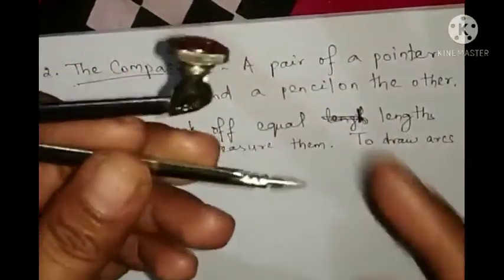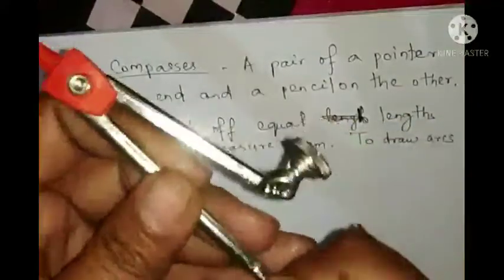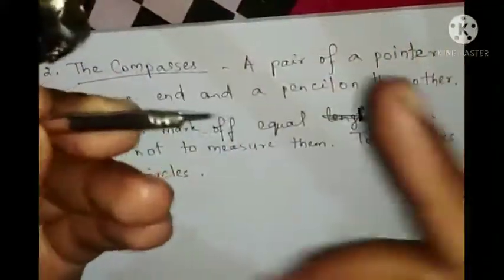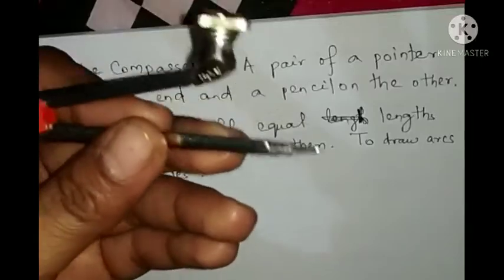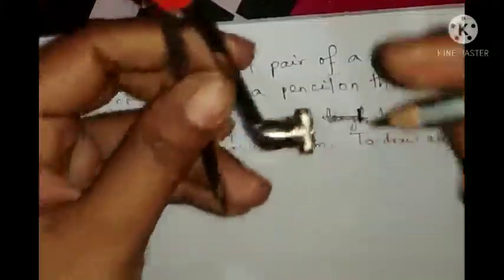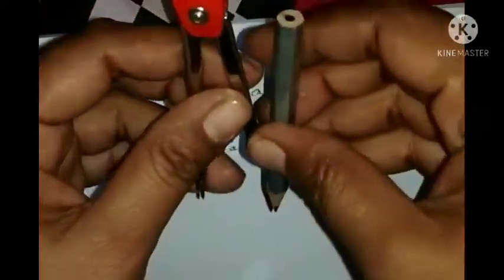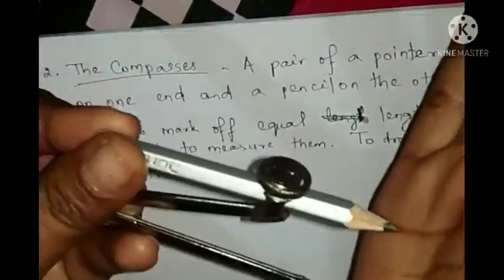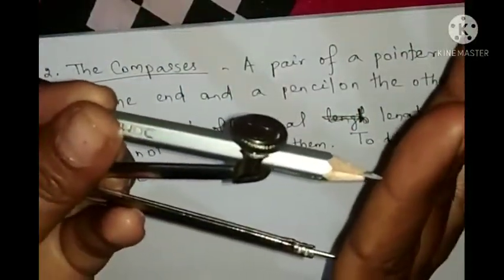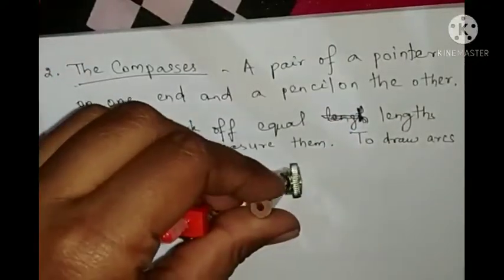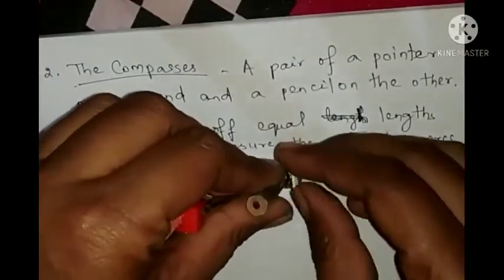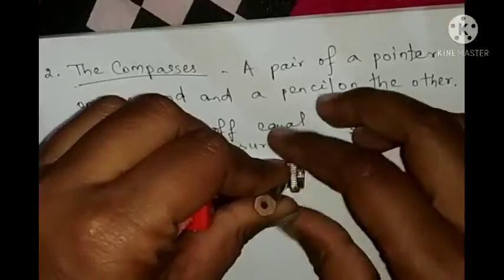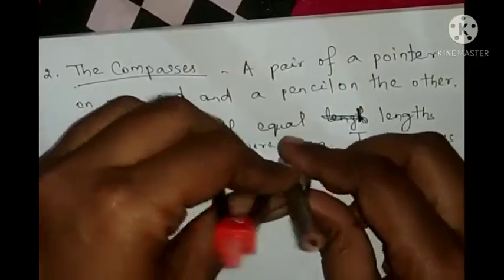Okay. So here this one is the pointer, and on one side what we'll put? We'll put a pencil like this and we'll fix it. Always keep this portion equal by keeping it like this. Balance it. Then tighten this portion.